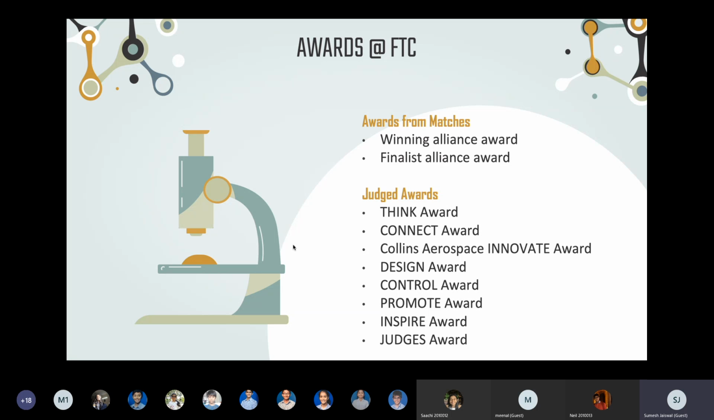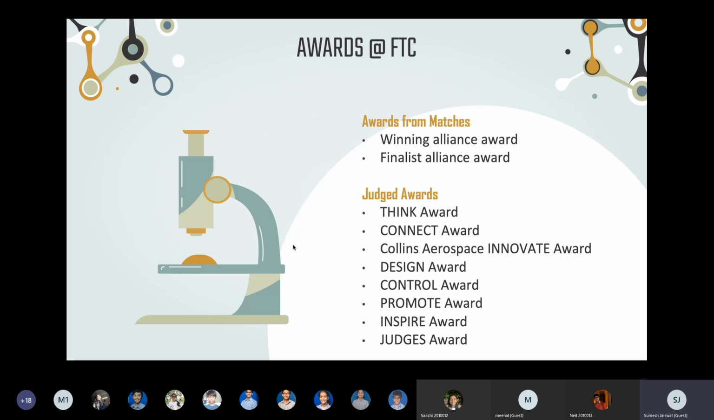So there are these 2 awards that are given for your performance in the matches. Now, besides these awards, there are about 8 to 10 other awards, and these are based on a panel of judges. As soon as the event starts, you will see that there are multiple panels of judges moving around, interviewing teams and observing what those teams are doing. Based on that, they come up with these awards. They decide which team wins. And during this entire event, as the matches go on, each team is required to make a presentation in front of the judges as well.